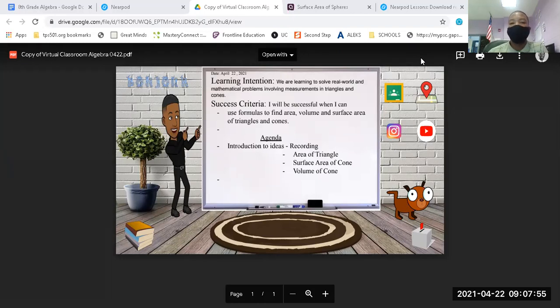And our success criteria states that I will be successful when I can use formulas to find area, volume, surface area of triangles and cones. But it's also important for us to learn how to apply them. So we're going to look at some stuff that's like that as well. I'm going to pull up my whiteboard.